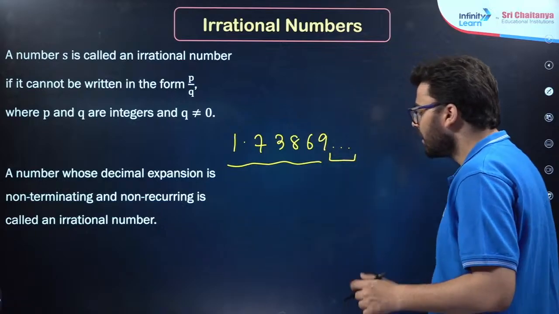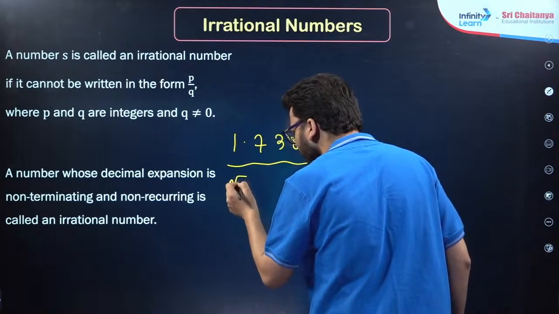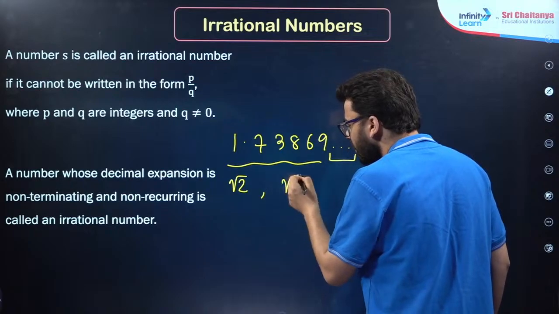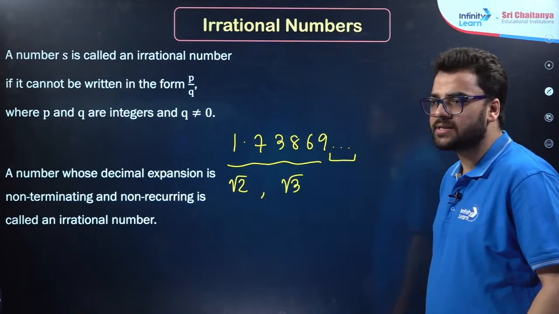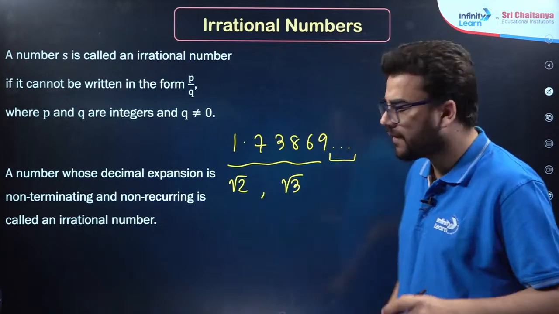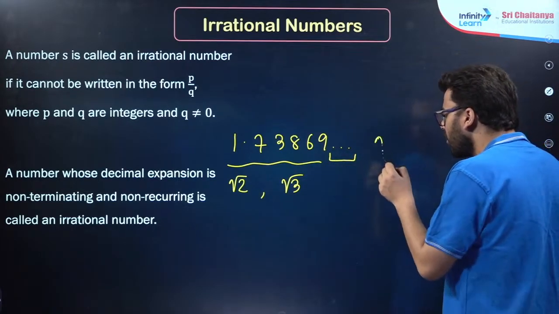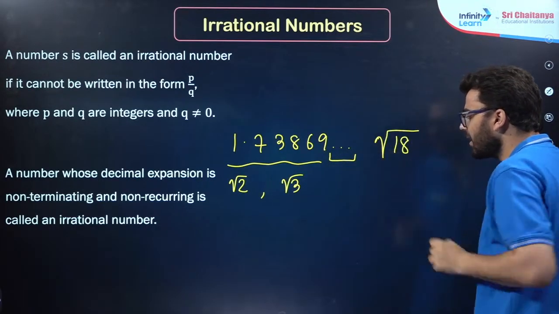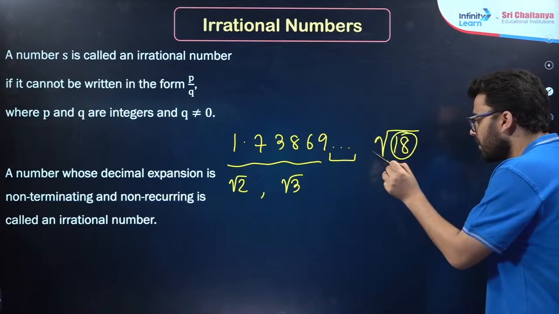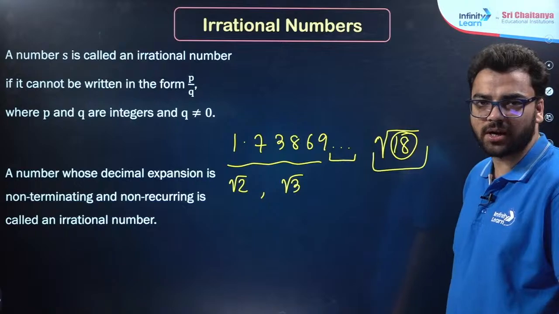For example, root 2 is an irrational number. Its decimal representation will be neither terminating nor repeating. Root 3 is an irrational number. Its decimal representation will be neither terminating nor repeating. In fact, the square root of any non-perfect square number will be an irrational number every time. You see, 18 is not a perfect square number, so root 18 will be an irrational number, right?